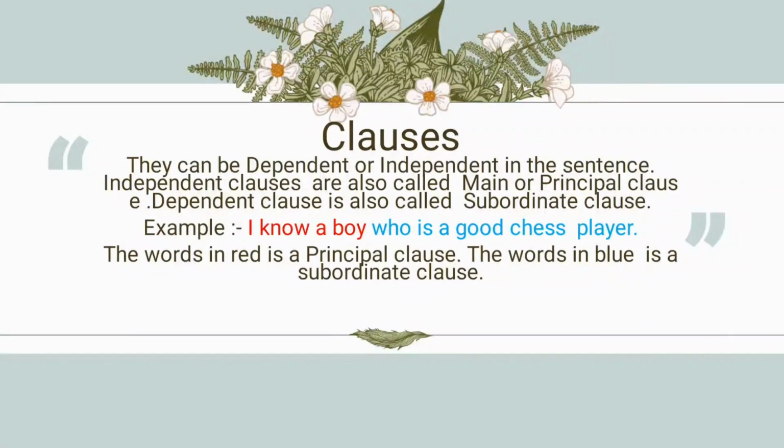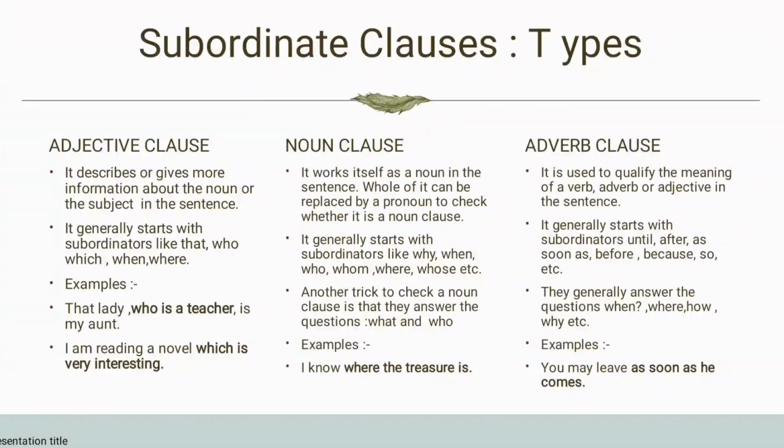Boy, for example, is the subject which is in the main clause. And here the extra information about the boy is given in the second part. Which boy? Who is a good chess player. So the second part is a dependent clause, dependent on the first part for the completion of the meaning. So clauses are of two types: the main clause or principal clause, and the dependent clause or subordinate clause.